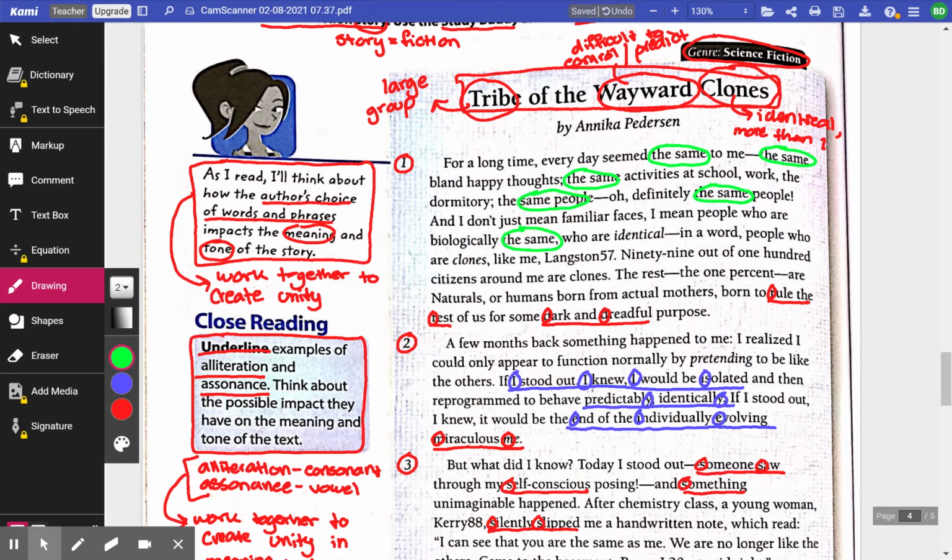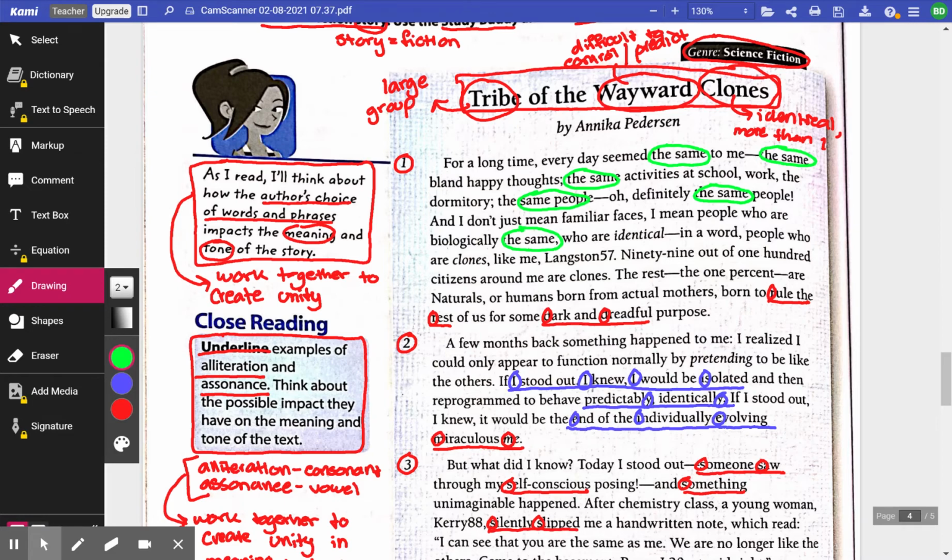So every day is the exact same for him. He has the same happy thoughts. He does the same activities at school and work. He sees the same people over and over again. He doesn't get to see anyone new. And it's all because they are biologically the same.